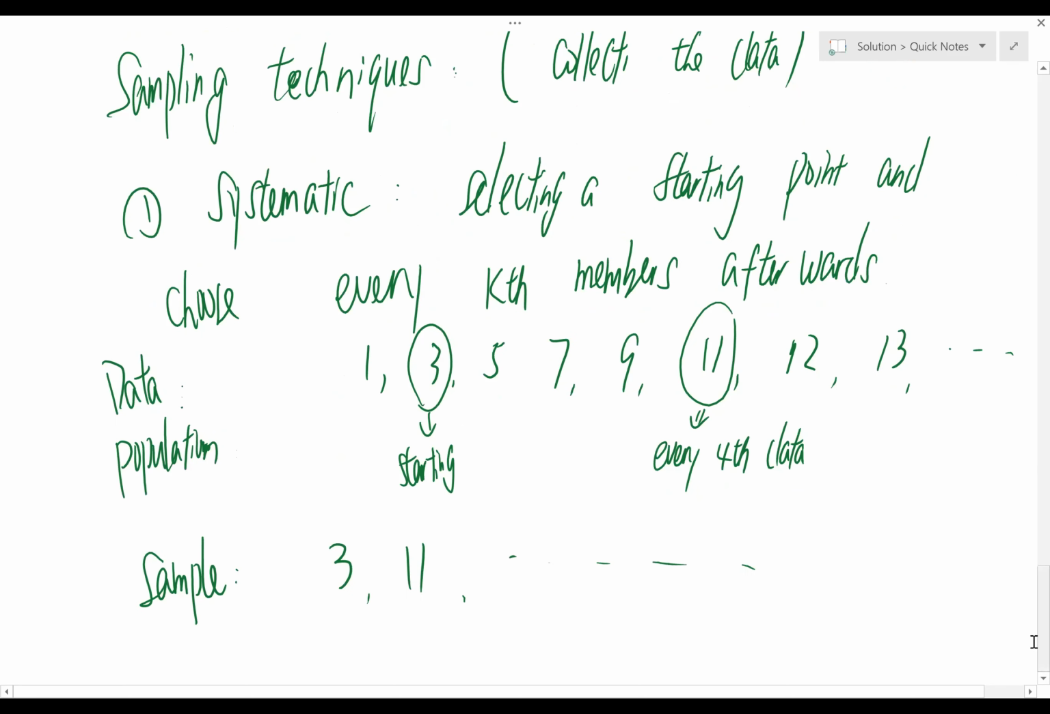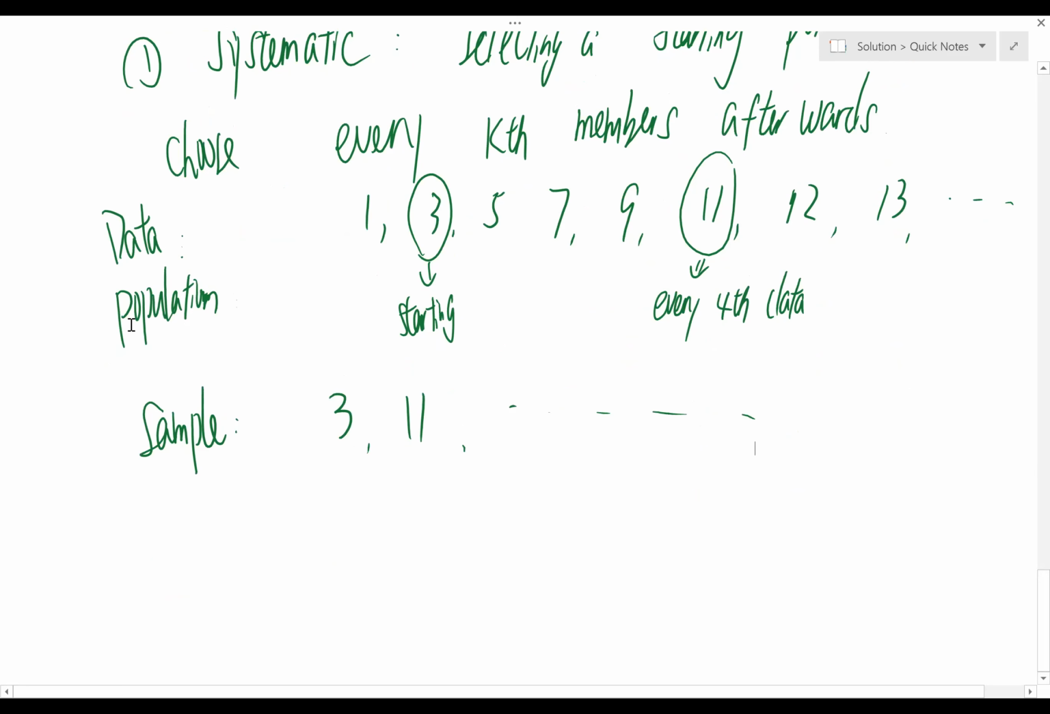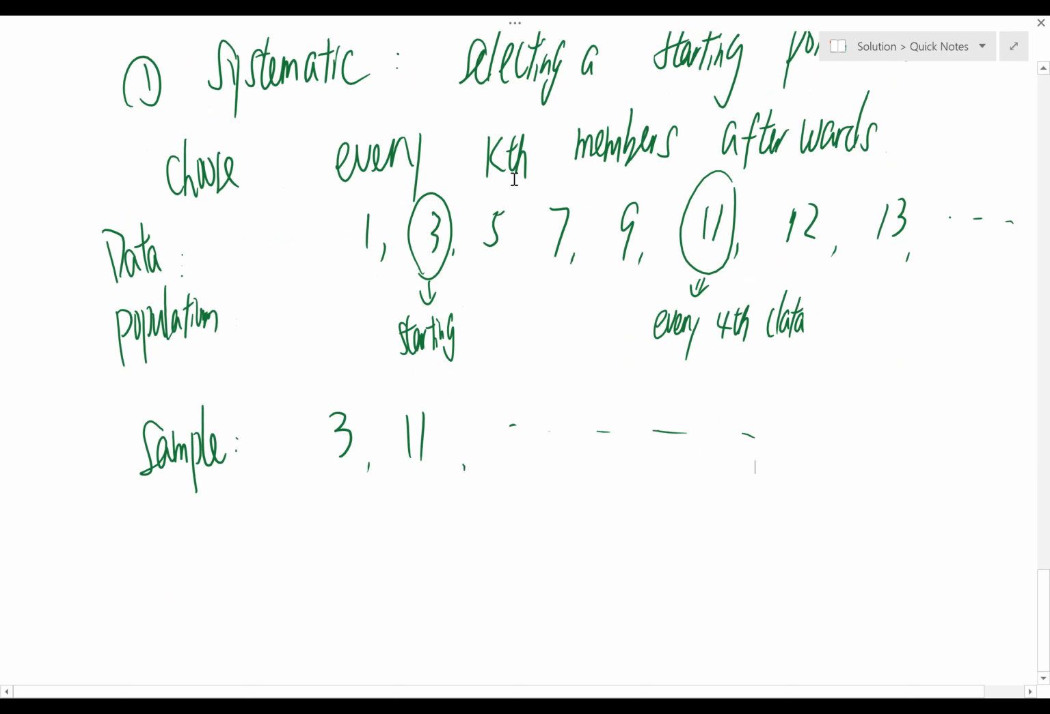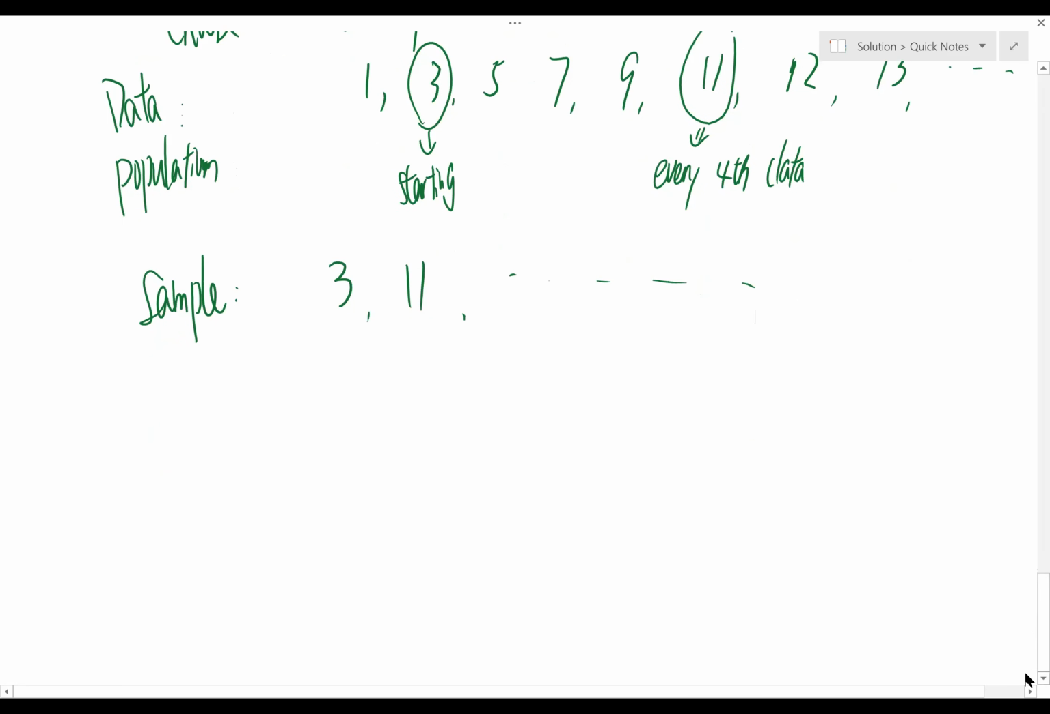So this is the first method, which is pretty effective for picking a fairly small sample from the population. It depends on your needs, right? Depending on the size of the population, you decide. It could be every fourth member, every 10th member, every 20th member, or maybe every 100th member. Let's say you have a humongous population, then you probably want to pick the sample carefully. Okay. And then the second sampling technique is called convenience.